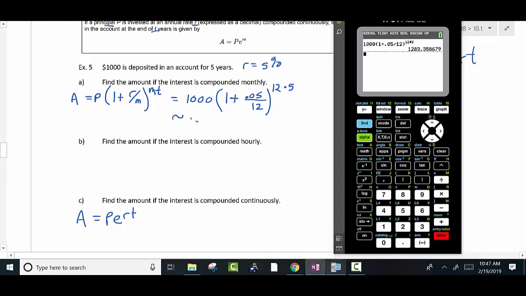So that is about $1,283 and about 36 cents. So that's how that one goes. Now we're going to do this hourly. When we do this hourly, it's the same compound interest formula again.